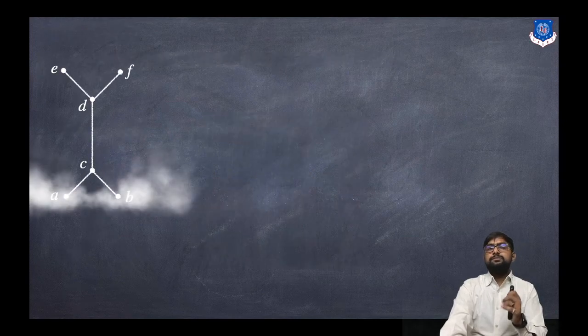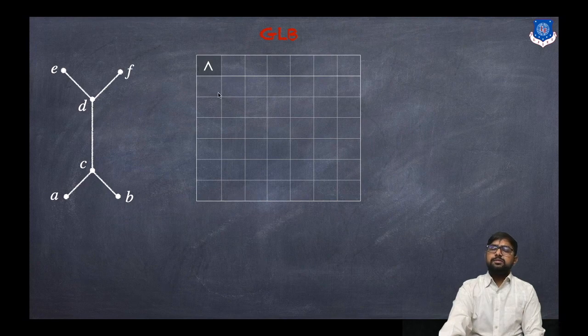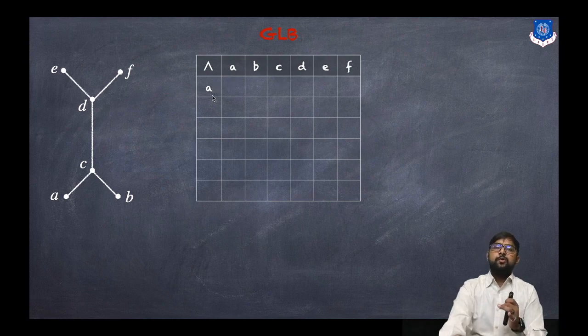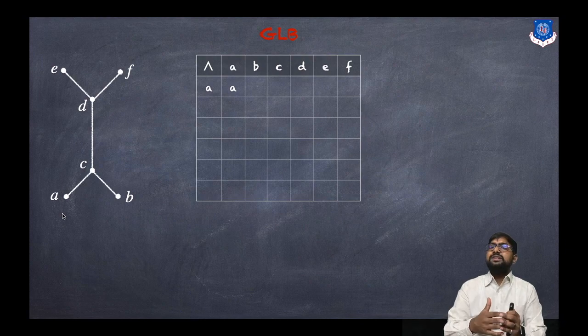Now with the same graph, we will create a GLB table, that means greatest lower bound. This is the GLB symbol. In the columns write A, B, C, D, E, F, and in the same manner in the rows. A and A will be A, as it is the same point. Now A and B: you can see that A and B do not have a lower bound, so they won't have a greatest lower bound. This pair does not have a GLB, so we'll just put a dash.